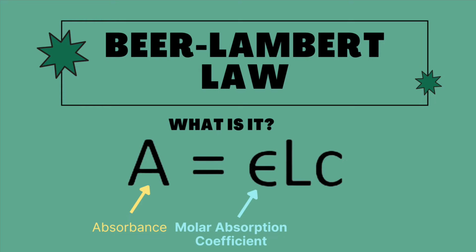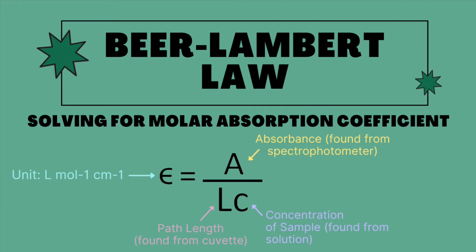The first variable is the molar absorption coefficient. This is the degree to which, or how well, a solution absorbs light being shined on it, based on the solution's concentration at a specific wavelength. This value and its units can be found by rearranging the equation as seen on this slide. A high molar absorption coefficient indicates that the substance absorbs light well at the given wavelength.